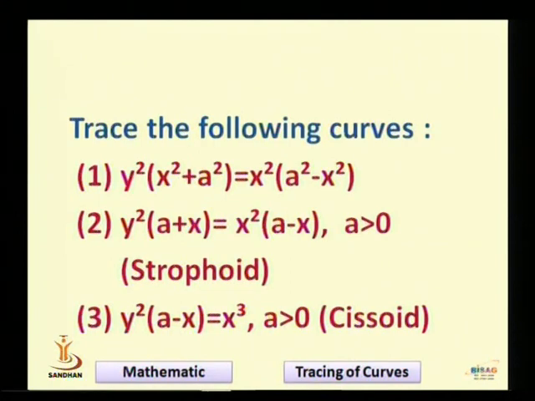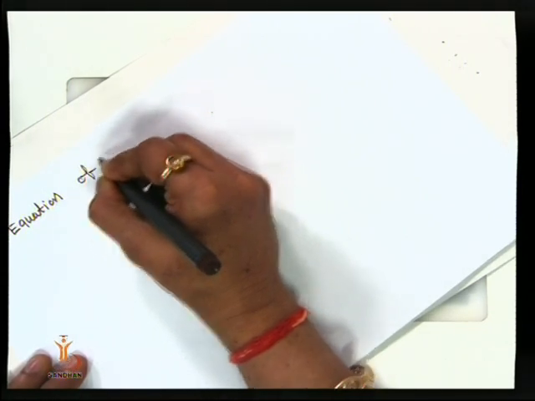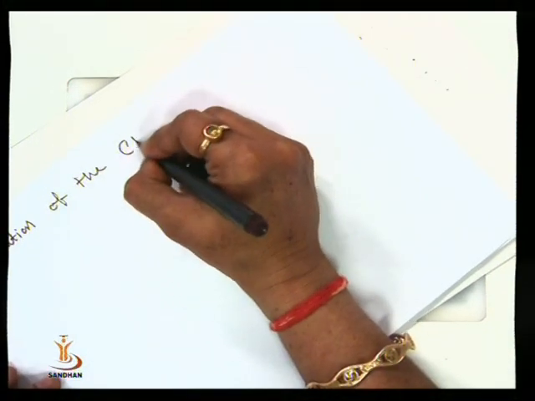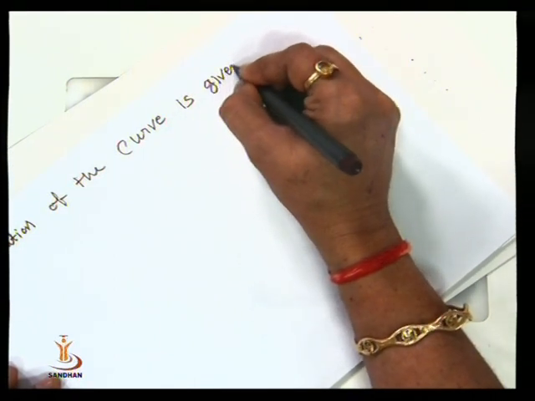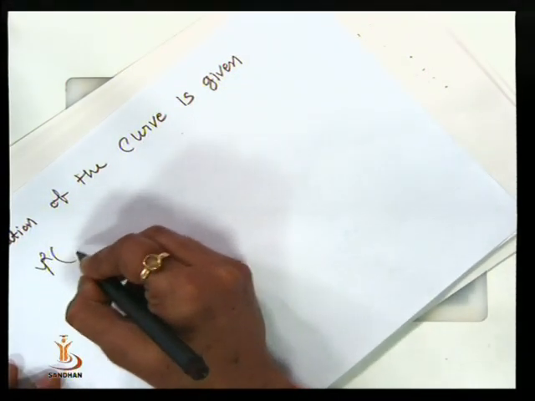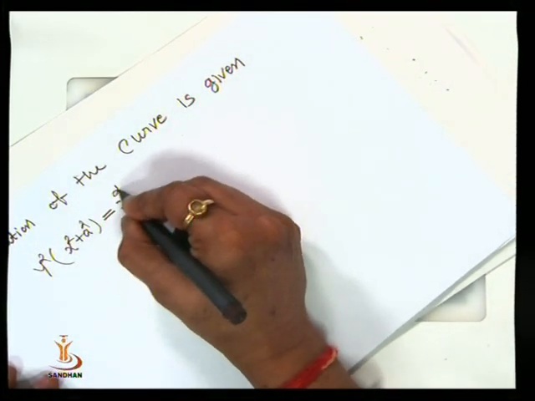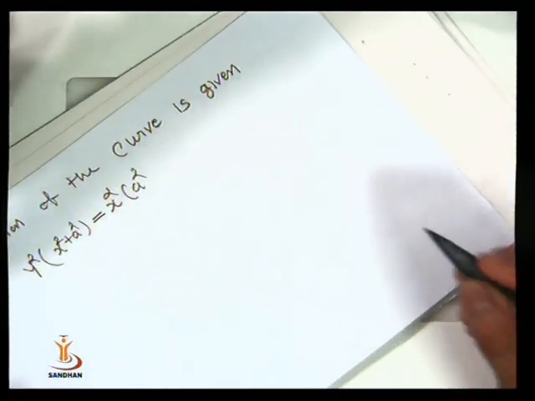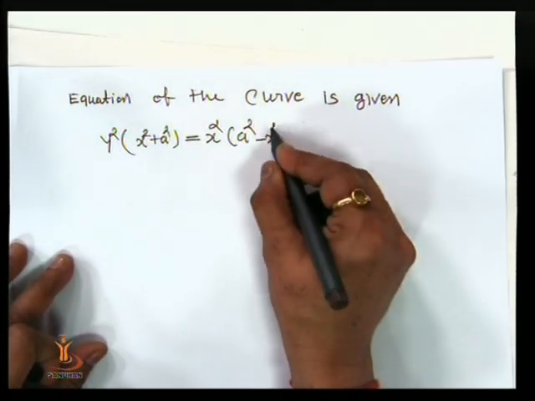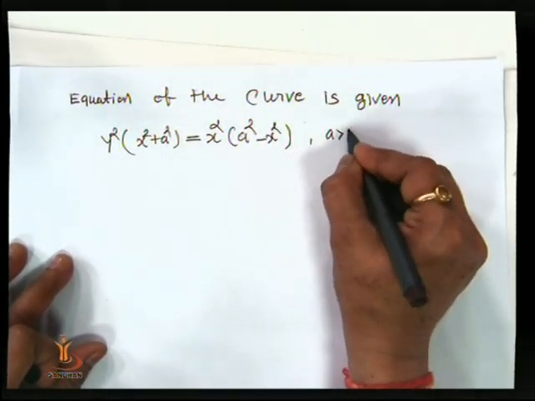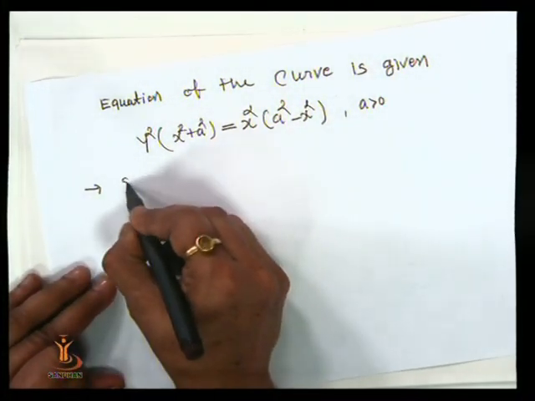Equation of the curve is given as y square into x square plus a square equals x square into a square minus x square, where a is greater than 0. First property we have to check, that is symmetry of the curve.